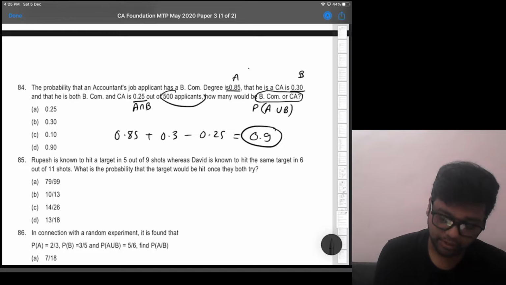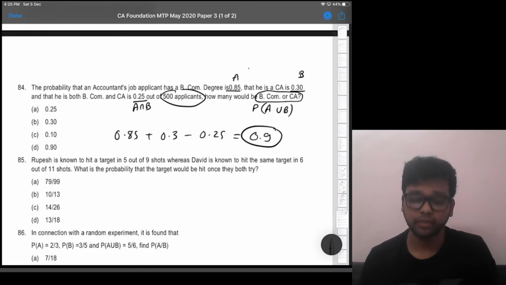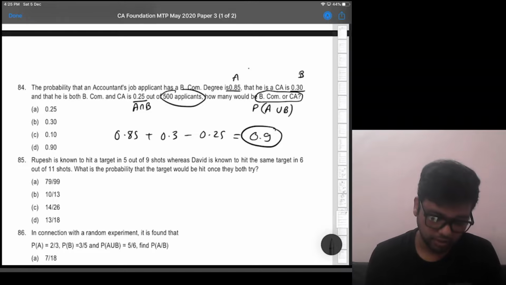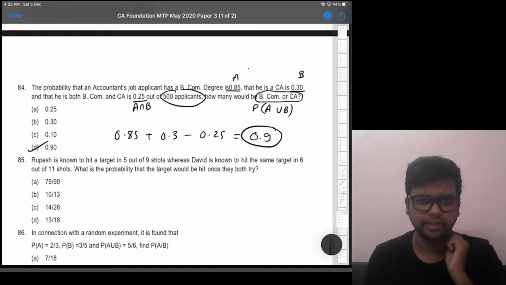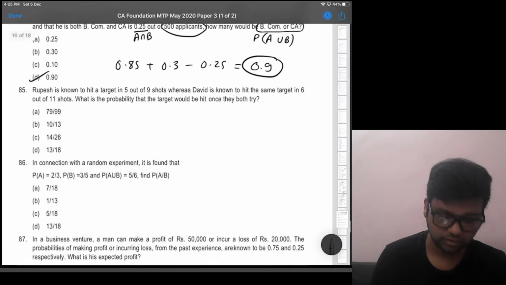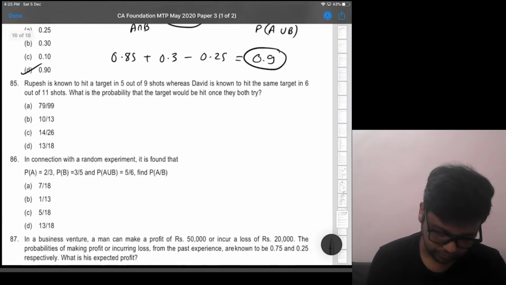Out of 500 applicants, how many would be BCom or CA? So that answer will be 500 into 0.9. That will be 450. But they have given probability in the answer. They should have given expected value in the answer. All these questions are from module only.